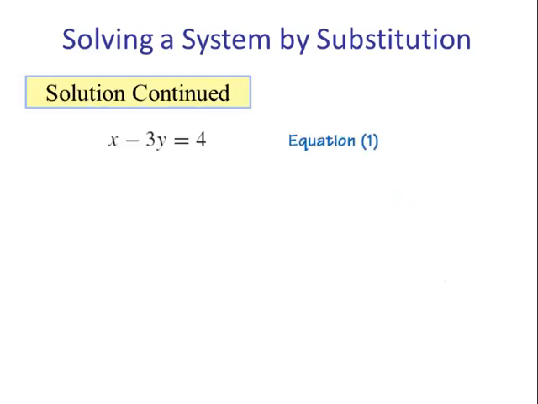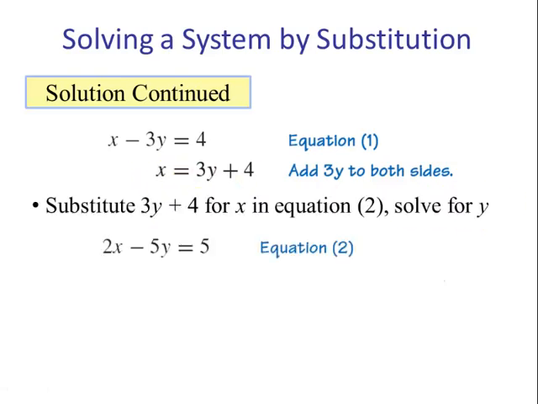Our first step is we add 3y to both sides. So we're left with x equals 3y plus 4. We're going to take this expression, 3y plus 4, and substitute that into the other equation everywhere we see an x. Equation 2 is 2x minus 5y equals 5. Now, substituting for x, we have 2 times 3y plus 4 minus 5y equals 5.